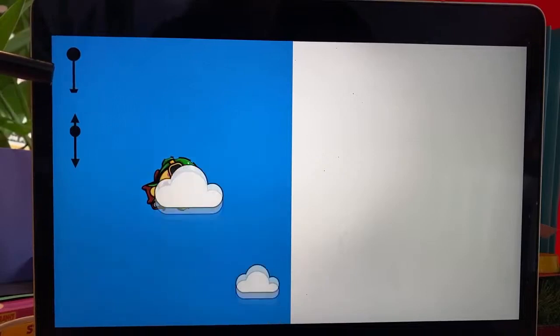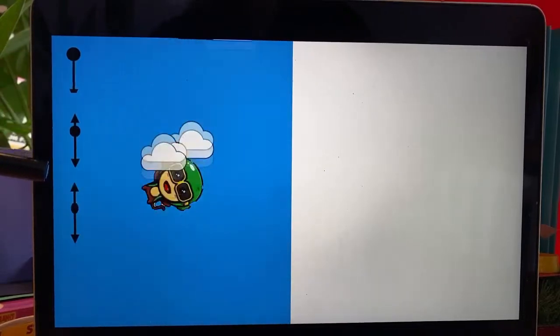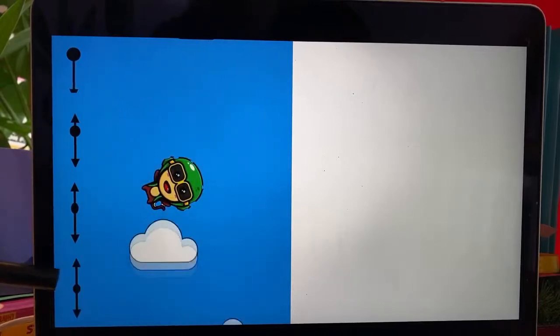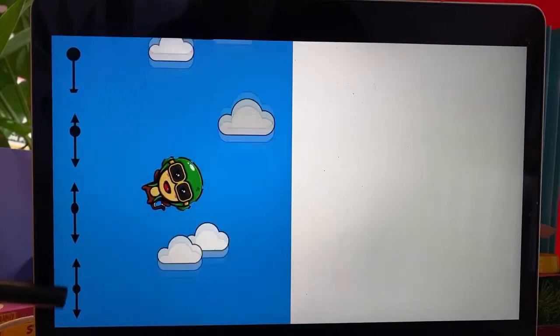Air resistance builds up, okay? So here we are, still falling. Air resistance builds up even more. There we go. Air resistance builds up until, look, what's this? We've got a balanced force diagram here.